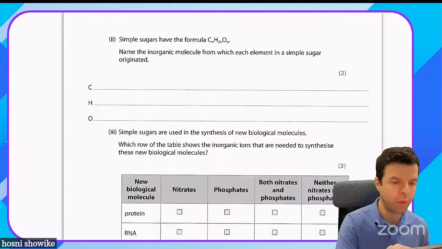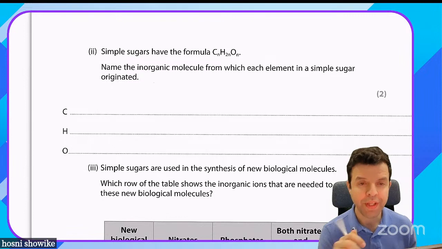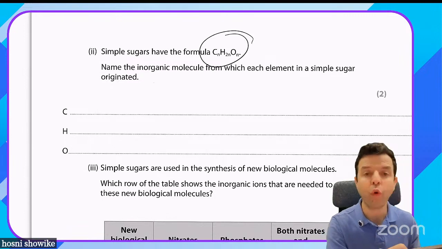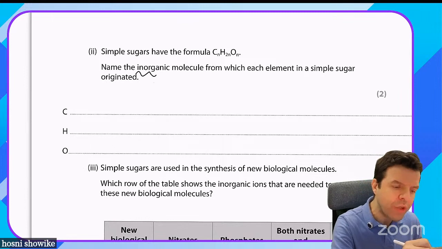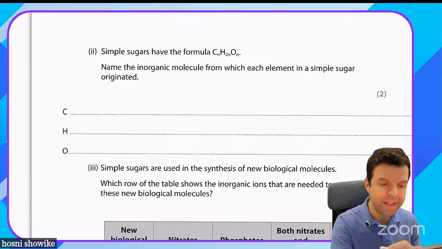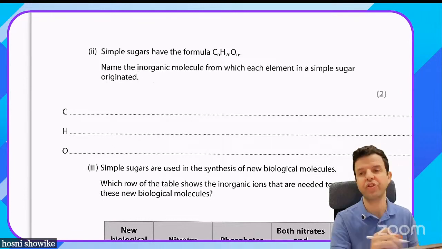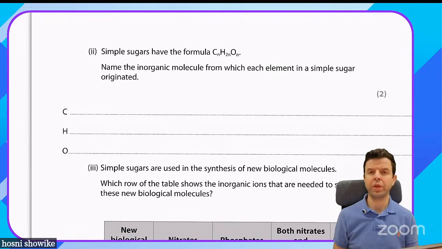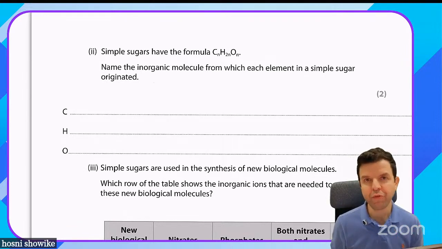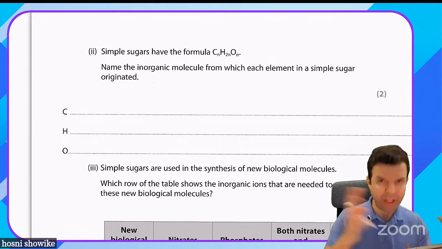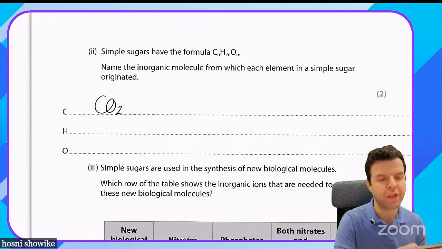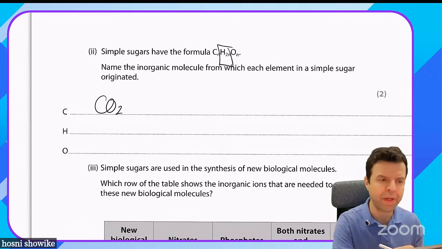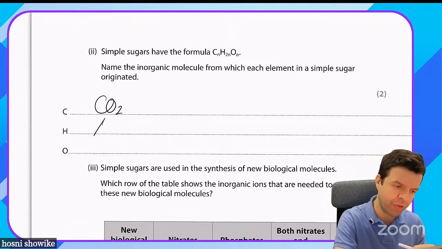Now, this one, I think it's pretty simple. They gave us the general formula of all carbohydrates, and they're asking which inorganic molecule is needed to make carbon, hydrogen, and oxygen. Think about it. Where do you get the carbon from to make sugar? You get it from CO2, okay? Where do you get the hydrogen from? You get it from water.